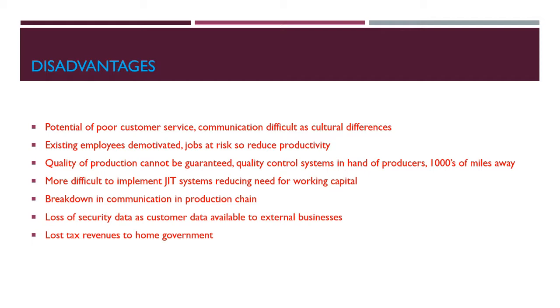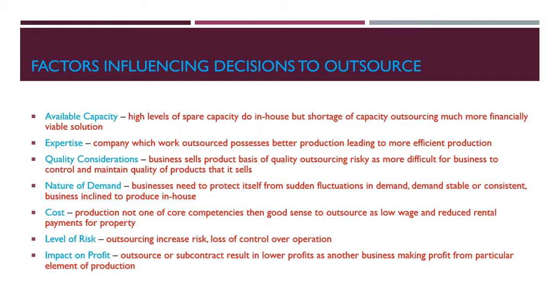The quality of production cannot be guaranteed because it's by a person thousands of miles away and you can't control their quality control system. It can be more difficult to implement just-in-time systems, reducing the need for working capital. There can be a breakdown in communication in the production chain, like in 2.1. There could be a loss of security data as the customer data is available to external businesses, and you also have lost tax revenues to the home government.